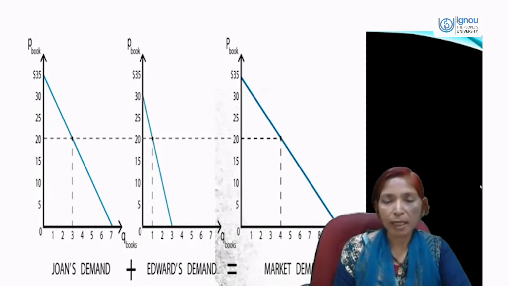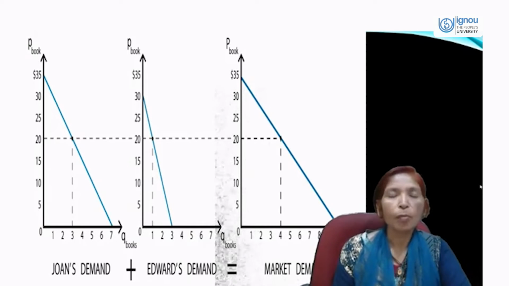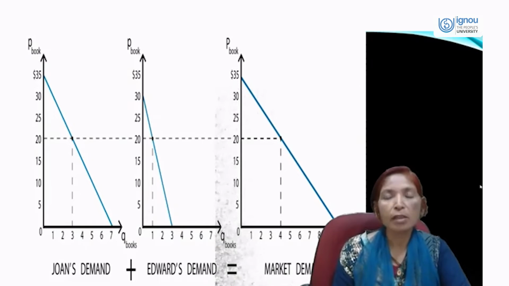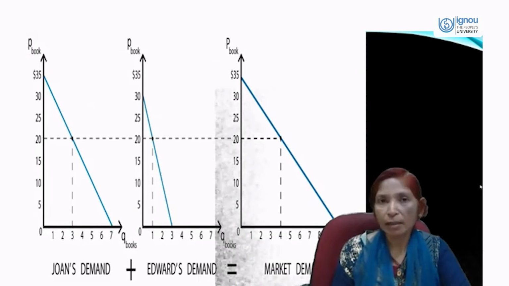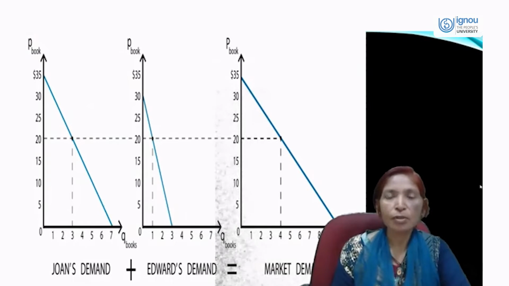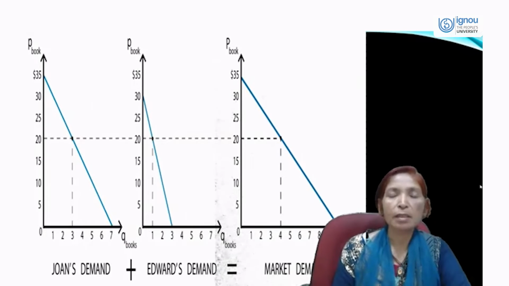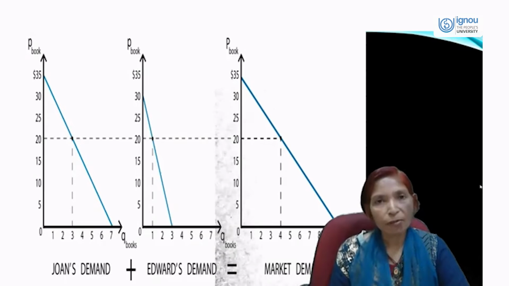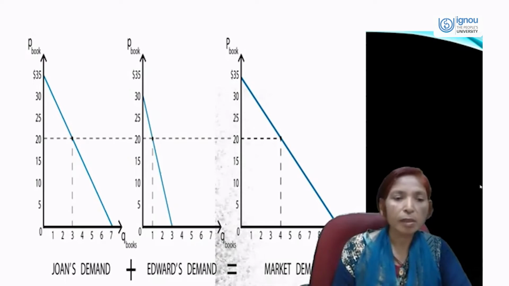In the case of market demand, the demand curve will be flatter, but in the case of individual demand, the demand curve will be steeper. Because market demand is the summation of individual demand, the market demand curve will be flatter, and the individual demand curve will be steeper, because the individual demand curve shows the quantity demanded of a commodity by a single person at given prices. So the market demand curve is flatter and the individual demand curve is steeper.